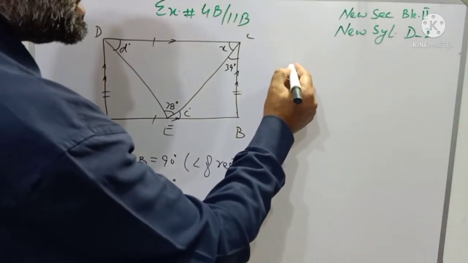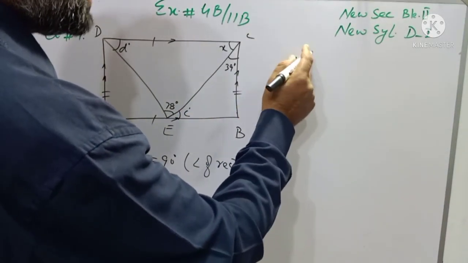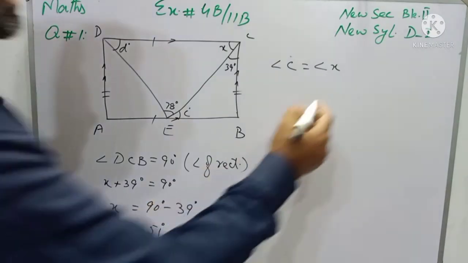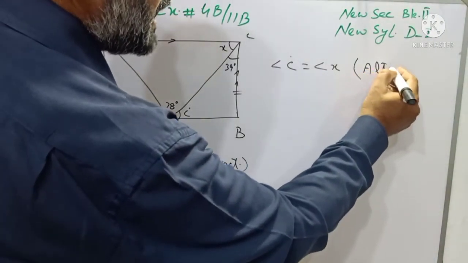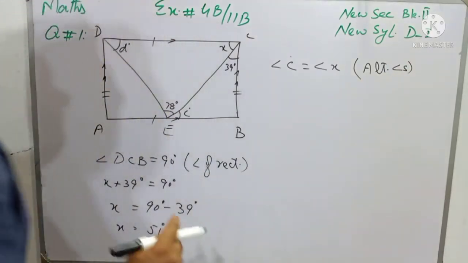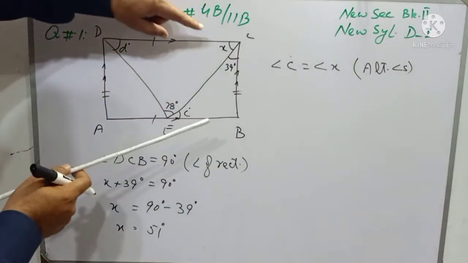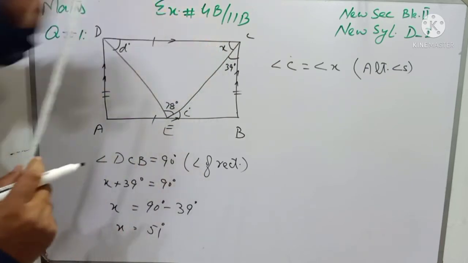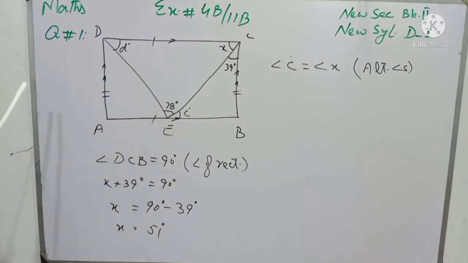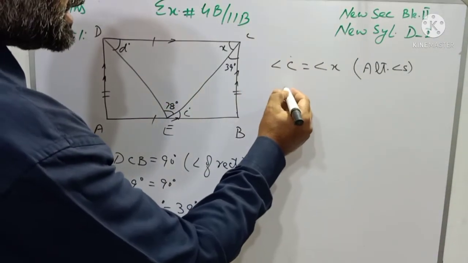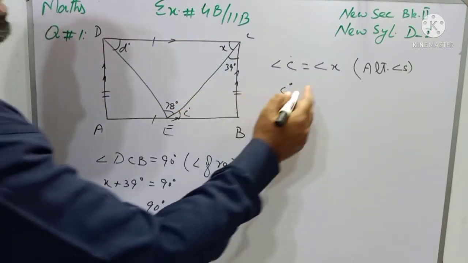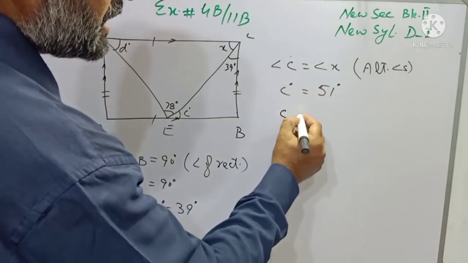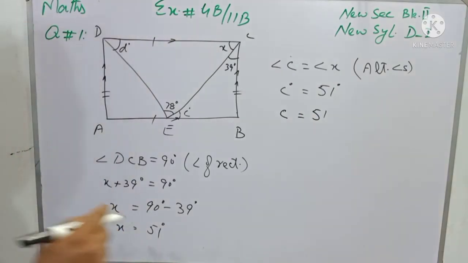So here I will write angle C is equal to angle X, and the reason is both are alternate angles, and I have explained what alternate angles are. Alternate angles are the interior angles of parallel lines on the opposite sides of the transversal line, and CE is the transversal line. So students, angle C is C degrees, and the value of X is 51 degrees. So degree will be cancelled with degree, and the value of C is 51.